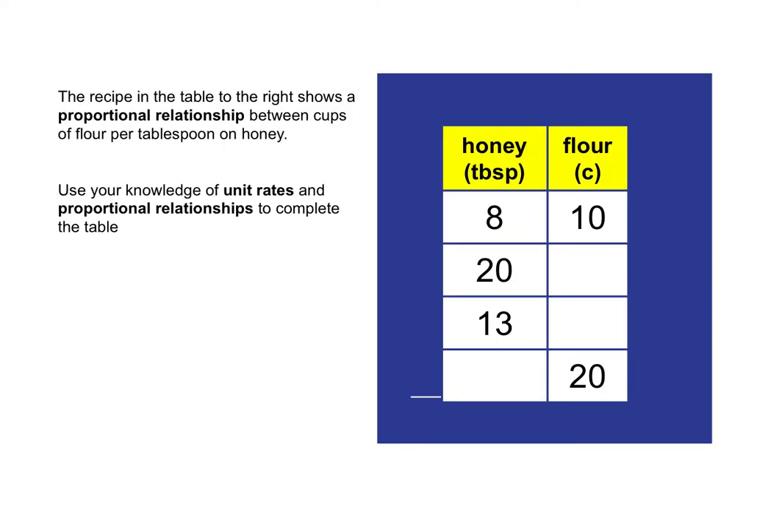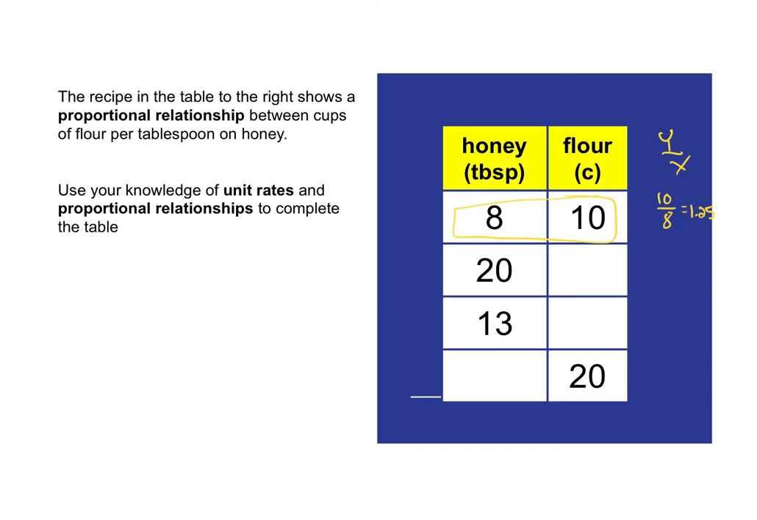And finally, going back to our work with unit rates and proportional tables, we have here a recipe, and the table is showing a proportional relationship between cups of flour and tablespoons of honey. I was asking you to use your knowledge of unit rates and proportional relationships to complete the table. So I'm going to start with setting up my y over x, and I only have one ratio that I can work with here, but that is a 10 over 8. If I calculate the value of that and do 10 divided by 8, I get 1.25.